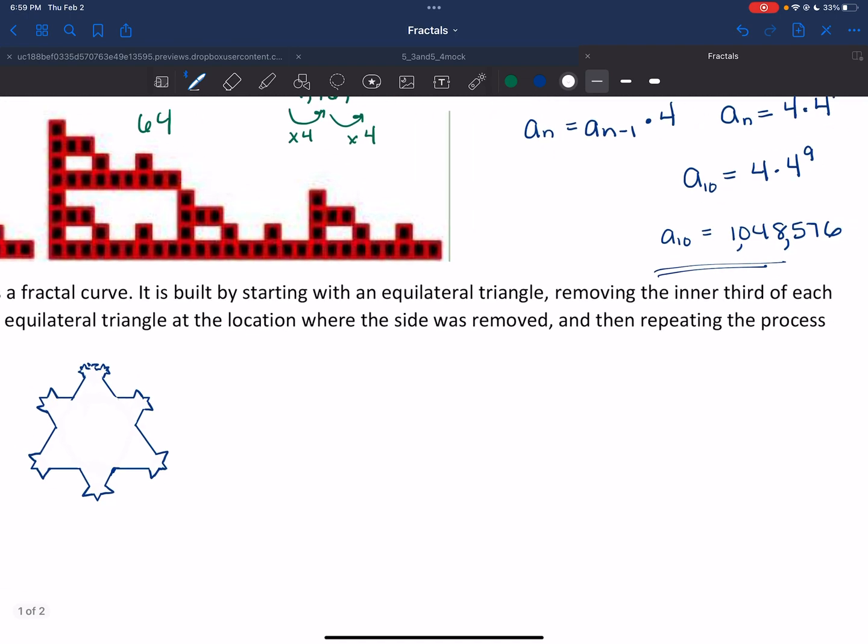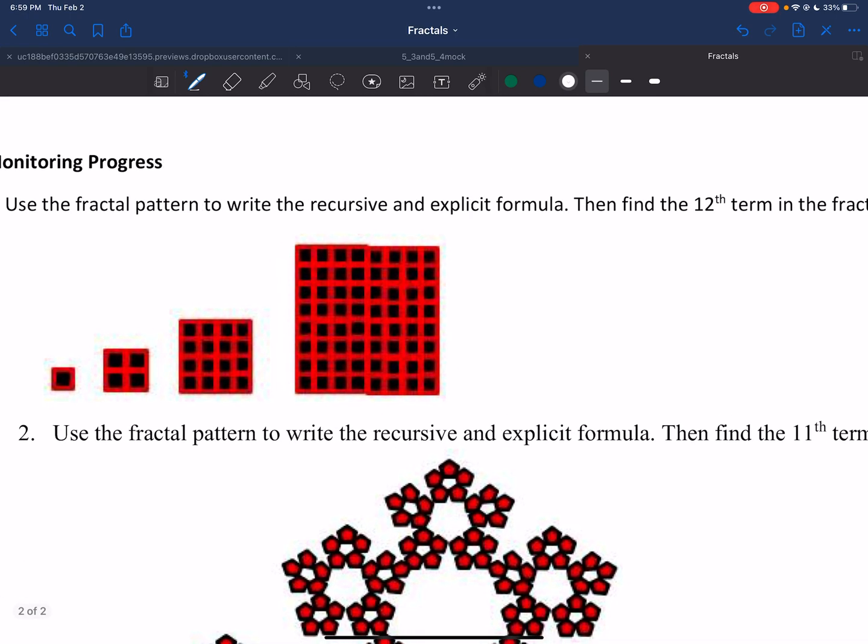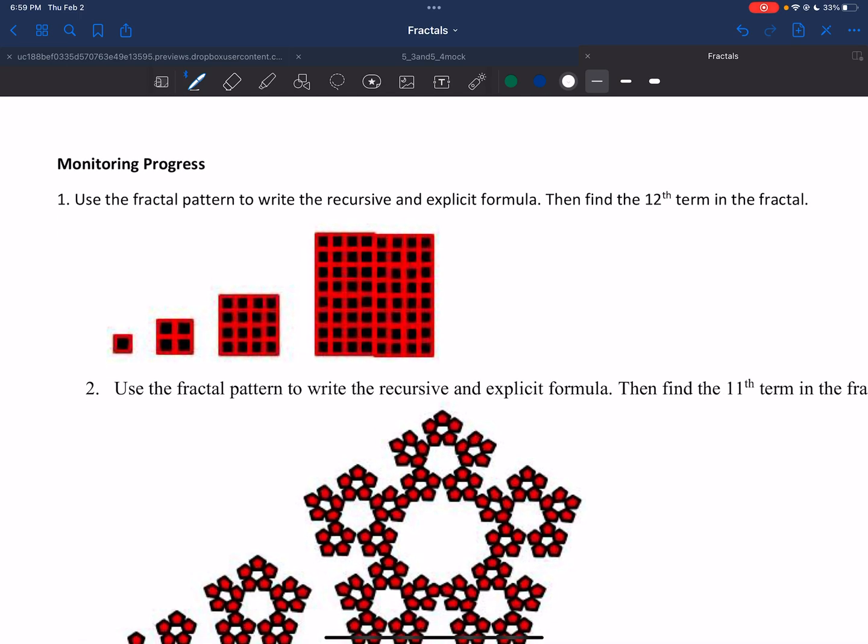All right, so let's go ahead and have you pause the video right now. I want you to see if you can find what these patterns are, what your ratio is for the geometric sequence, and do your explicit and your recursive formulas and find the term that it's asking for. Go ahead and pause, and when you're done, we'll check our work.